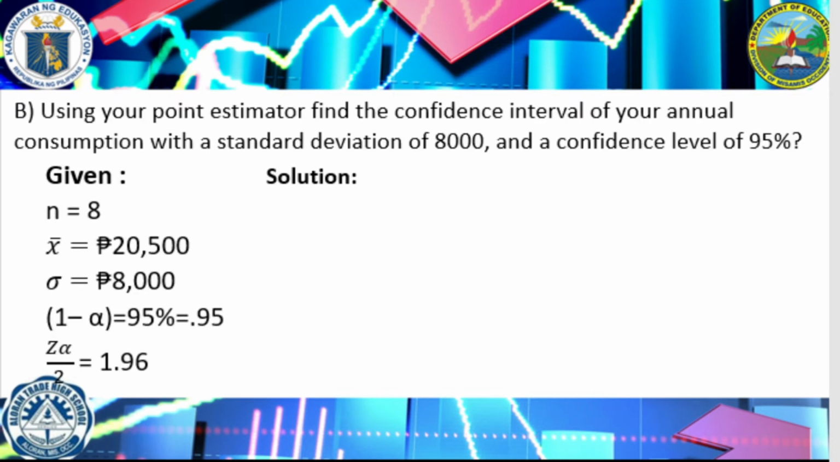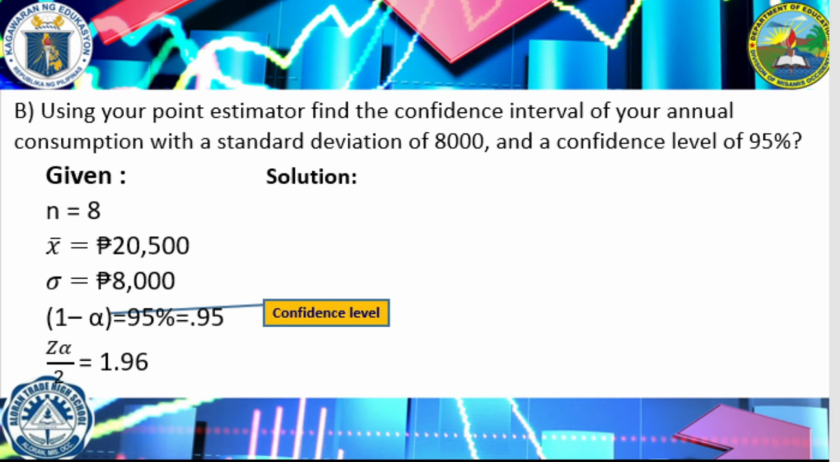Now let us have the solution for letter B. Using your point estimator, find the confidence interval of your annual consumption with a standard deviation of 8,000 and a confidence level of 95%. For our given, we have n as our sample size, which is equal to 8. The sample mean is 20,500. The population standard deviation is 8,000. And our confidence level is 95%, which is written in decimal form.